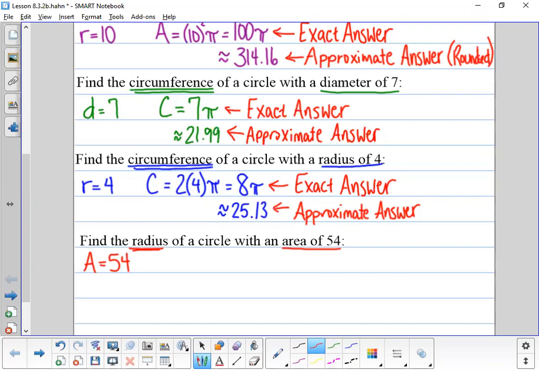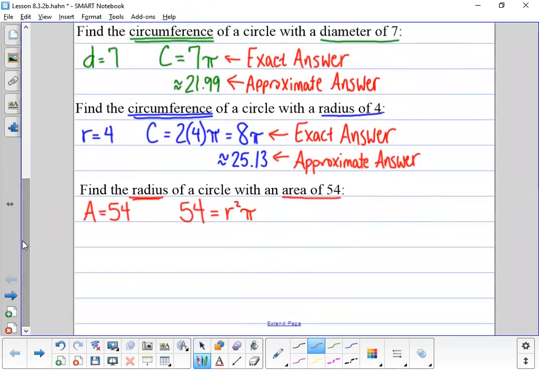So I'm going to plug 54 into my formula, but it's going to go in for the left side of the equation. It's going to go in where the area is. So I'm going to say 54 equals R squared times pi. I don't know my radius, so I use R, my variable. R is being squared and it's being multiplied by pi. I need to solve this equation. I need to undo what's happening to R to get R by itself.